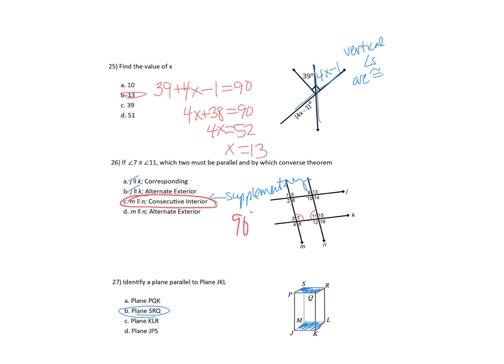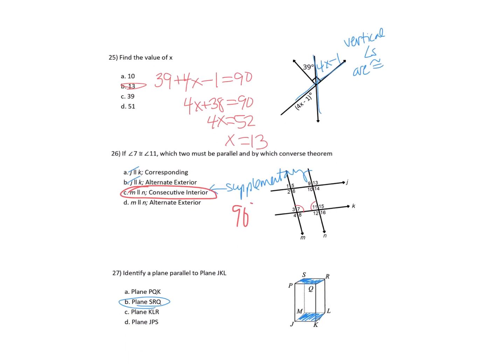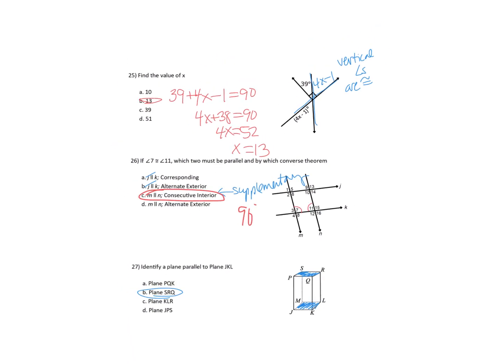All right, number 27, identifying a plane that is parallel to plane JKL. JKL is down at the bottom, so it's the bottom of the box. A parallel plane would not intersect it, so that's going to be the top of the box. So SRQ are the three letters that give me the top of the box. Okay, and I think that's it. Those are the last three problems.